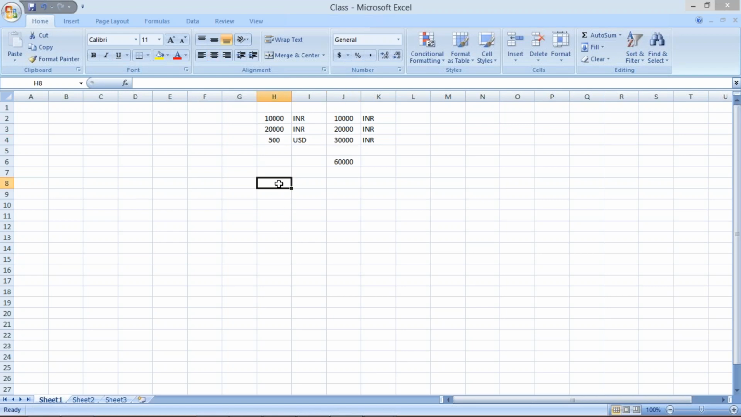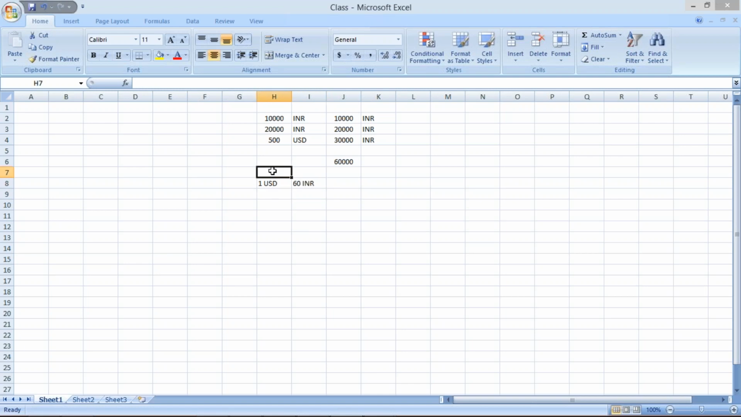Let's suppose you have 1 USD, and if you sell this USD to a bank, then the bank will say that I will pay you 60 INR for this. It means the bank will buy this.